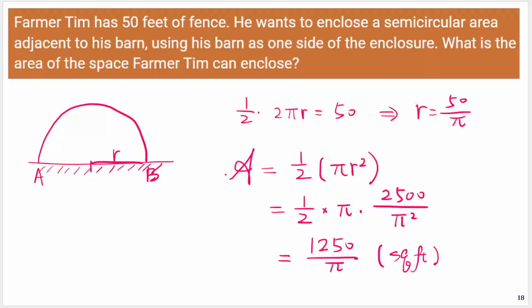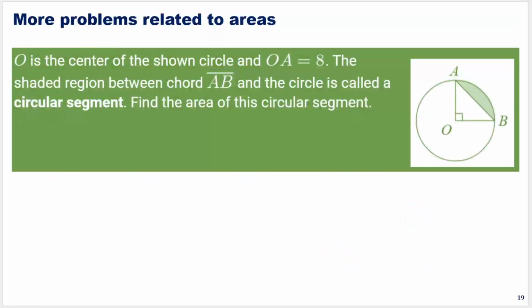Any questions? Alright, great. So next, let's have a look at some more complex problems. But the method should be actually similar to what we have learned so far. So let's consider this question here. O is the center of the shown circle, and OA equals 8. The shaded region between chord AB and the circle is called a circular segment. Could you find the area of the circular segment here?